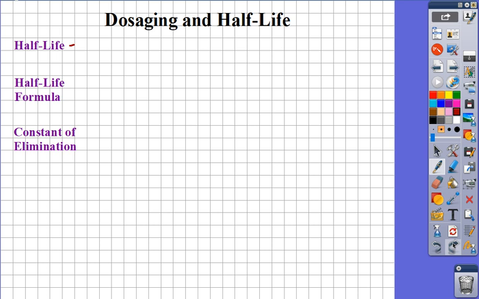Today, we're going to be talking about dosaging of medications and how that relates to half-life. Half-life is the time it takes for half of a substance to remain. You've heard about that before in something like carbon-14 dating with old fossils. Carbon-14 has a really long half-life. It takes thousands of years for half of it to remain. We're going to be working with medications, and that works more on the line of hours.